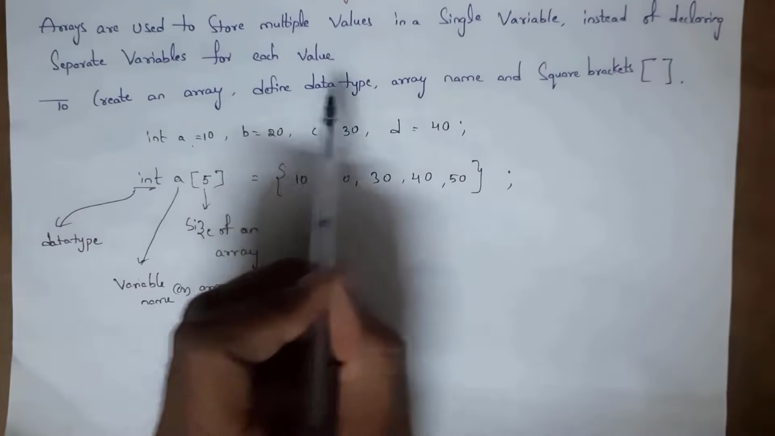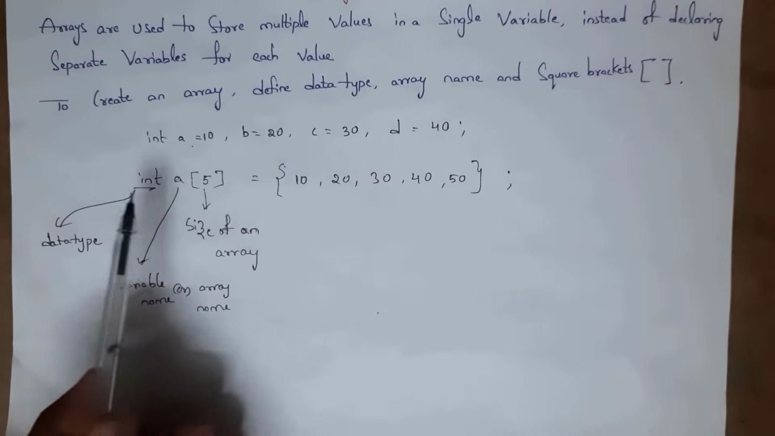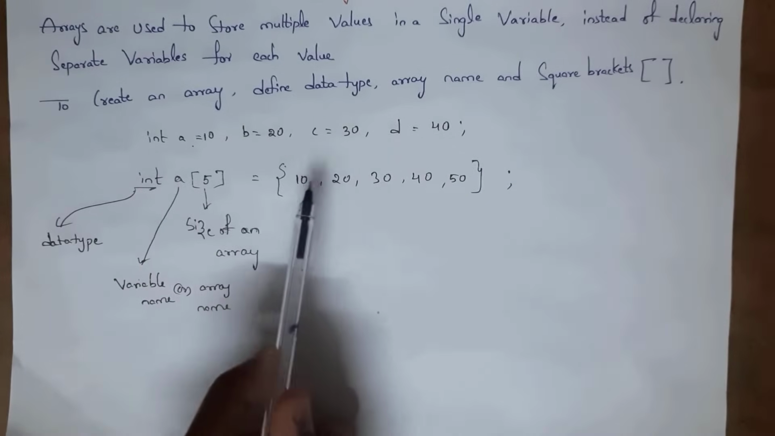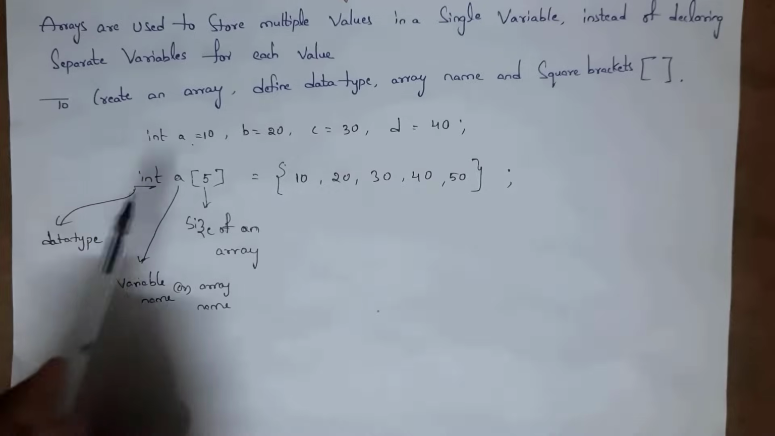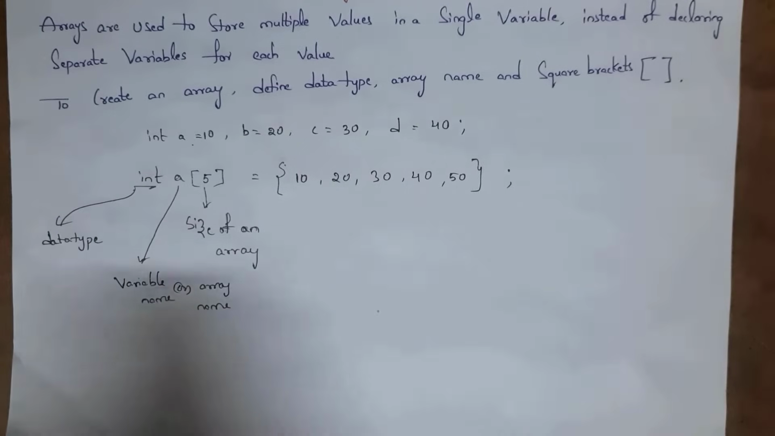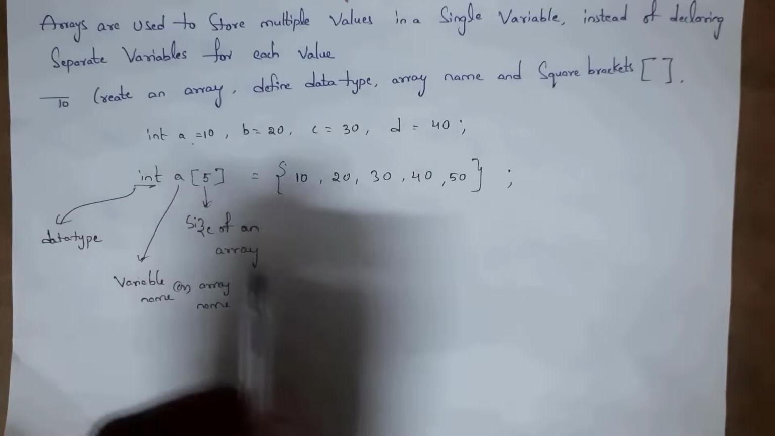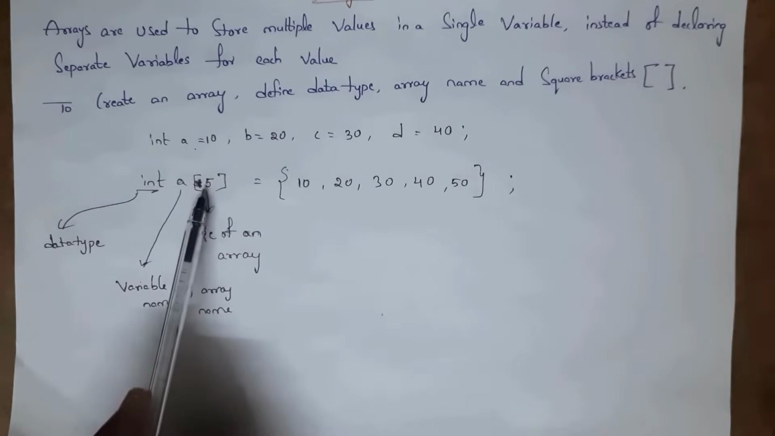To create an array, define data type, array name and square brackets. This is an example. Here I took int a of 5 equal to 10, 20, 30, 40 and 50. Where int is data type, a is name of an array and 5 is size of an array. We need to include size in square brackets. Here 5 represents size of an array.